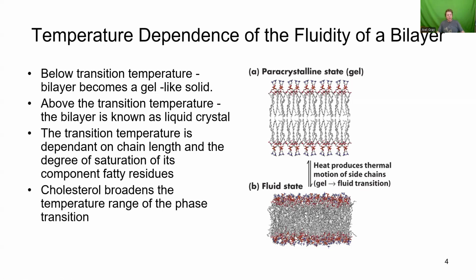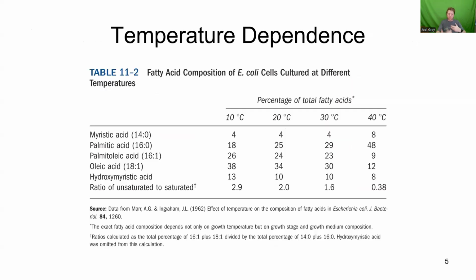Now cholesterol is one variable that is important to think about. Cholesterol is going to broaden the range of that phase transition. When we look at this figure, one thing that's really important to remember is that bacteria don't have cholesterol. So they are really reliant on varying the percentage of unsaturated fatty acids to saturated fatty acids.